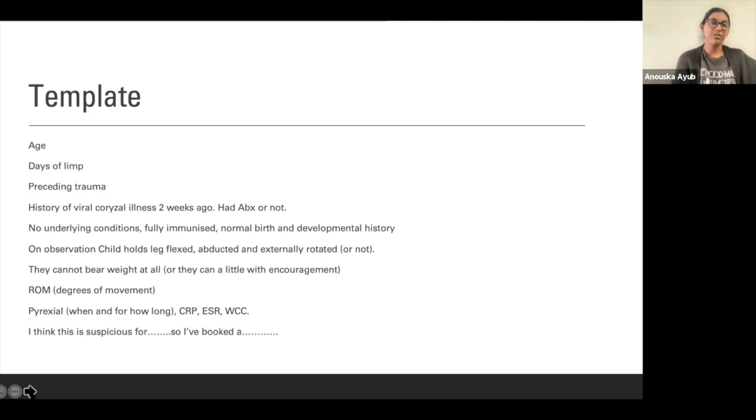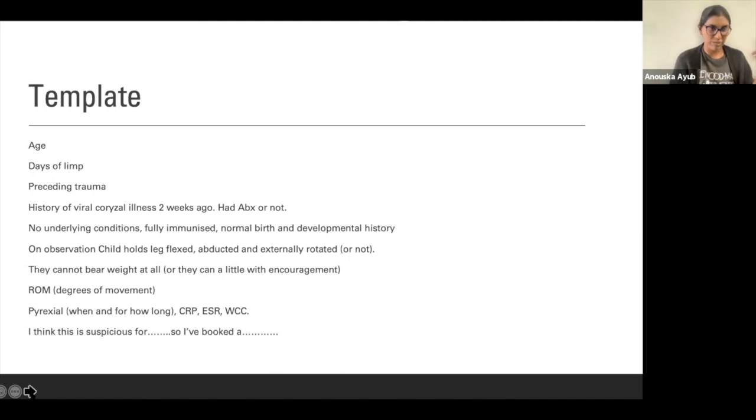Then you say, on observation, the child holds the leg flexed, abducted, and externally rotated. If they don't, you say the child holds the leg in a neutral position. And that's very telling. You've made your decision about whether you think it's transient synovitis or whether you're worried about septic arthritis by just saying that the child holds the leg flexed, abducted, and externally rotated. They cannot weight bear at all, or they can weight bear a little bit with encouragement. Those two things mean that you've made a decision as well.